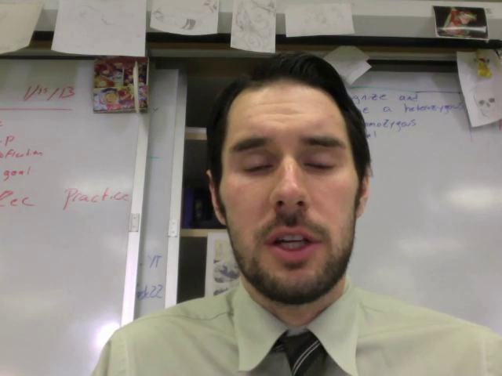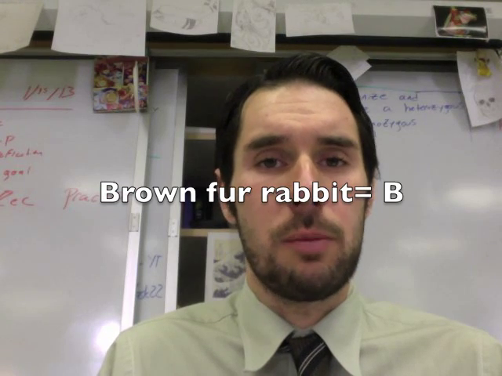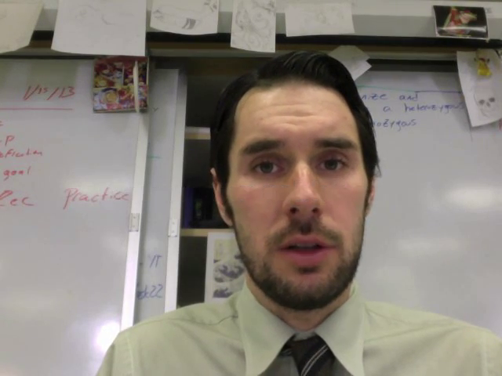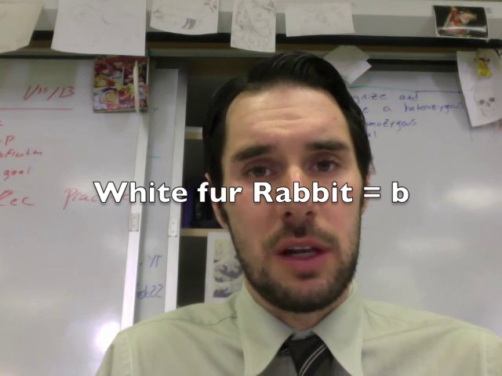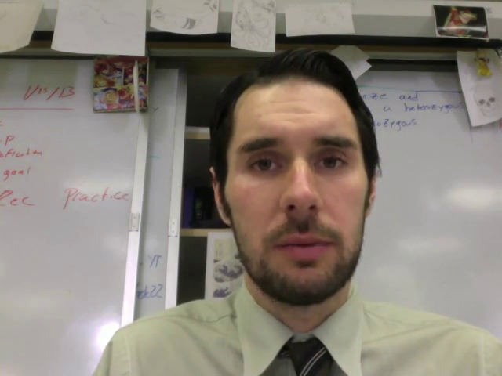For these examples and as we go through, we're going to stick with the rabbits because they're easy. We're going to have the brown furred rabbit be represented by a big B, so it is a dominant allele. We're going to have the white fur rabbit be represented by a little b and have it be the recessive allele. Let's take a look.